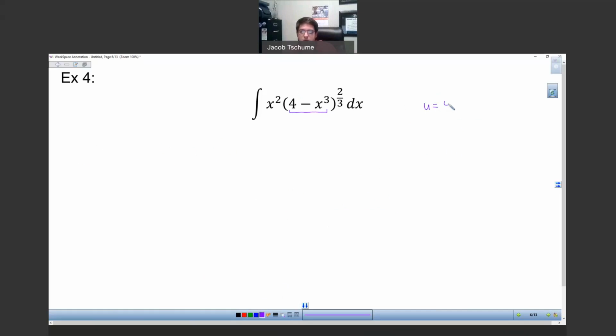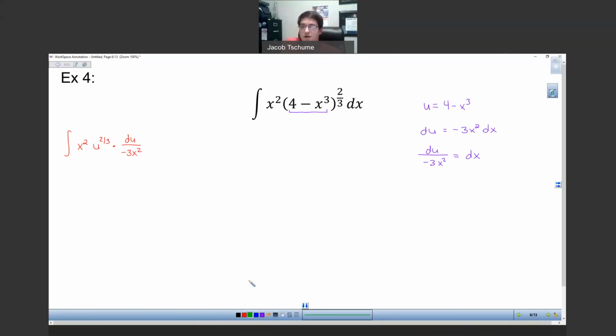So I'm going to let u equal 4 minus x cubed, and therefore du is going to equal negative 3x squared dx, and then du over negative 3x squared is equal to dx, as far as my differentials and linear operators go. Substituting all this information in will give us the indefinite integral of x squared times u to the 2/3 times my dx term, which is du over negative 3x squared.